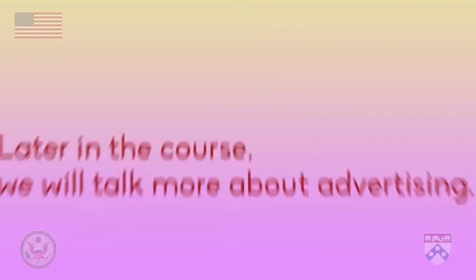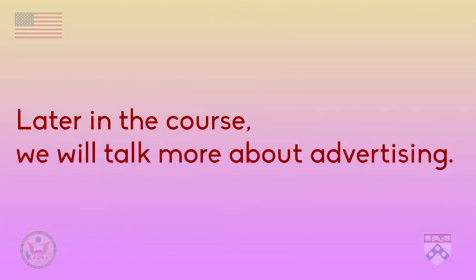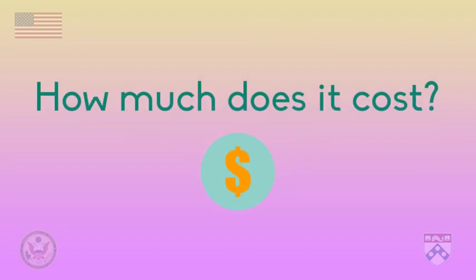Later in the course, we will talk more about advertising. For now, when you watch a television program or see a billboard outside, think about how much it costs to make this traditional media message. Think about the company or government that produced the message, and ask yourself why they wanted you to see this message.